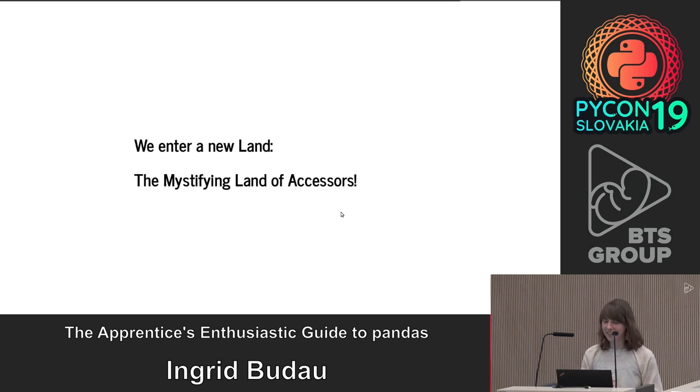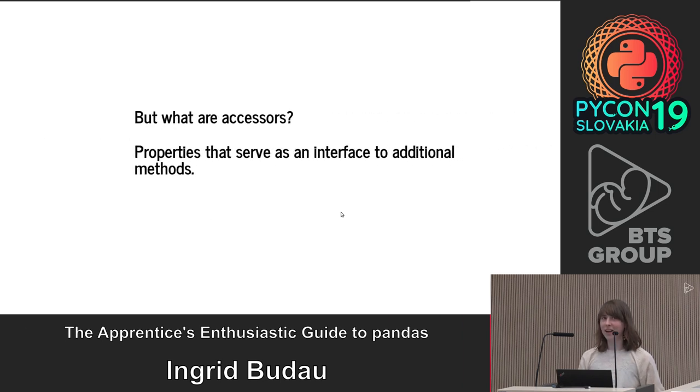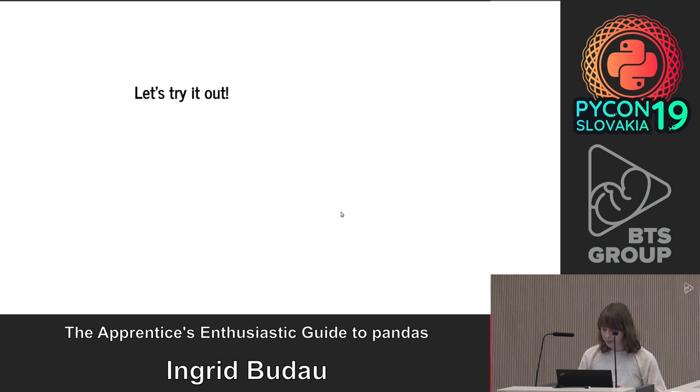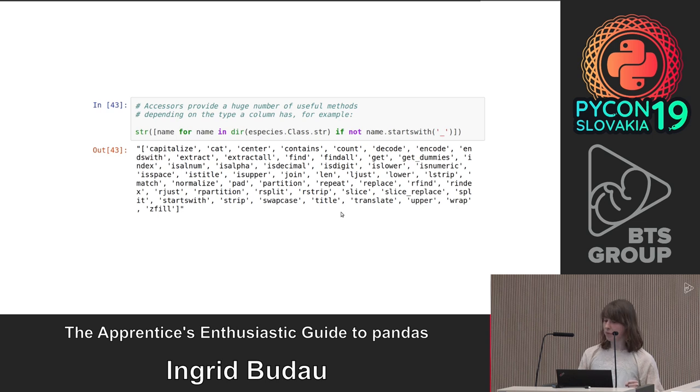Now, we enter a new land, the last land of this talk, the mystifying land of accessors. But what are accessors? Well, they are properties that serve as an interface to access additional methods. For example, if we look at pandas.Series accessors, we have some examples of the series accessors, the cat and the string, cat for category, dt for datetime. So, like we said, accessors provide a huge number of useful methods, depending on the type a column has. In this example, I'm showing the string methods that we get with the dot str accessor. Just to name a few, swapcase, or join, or get_dummies.